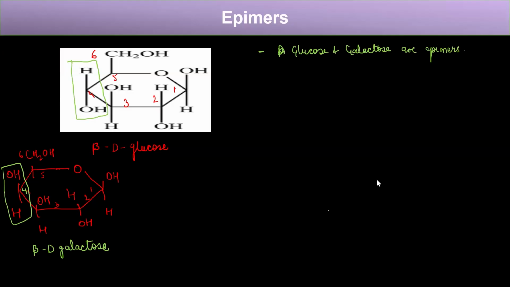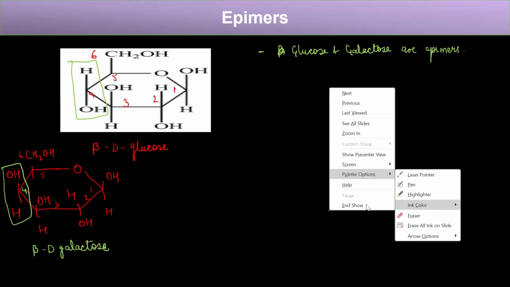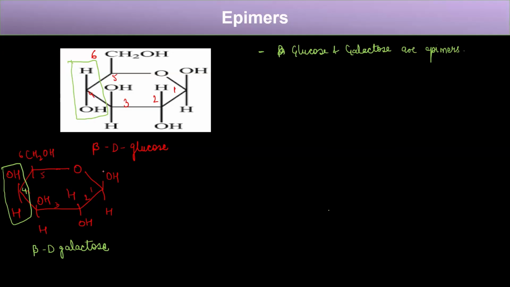Now, let me draw another structure. So this one is beta D galactose. Now, you have one more structure, something like this. So you have CH2OH, H, OH, H, OH, H, and OH.